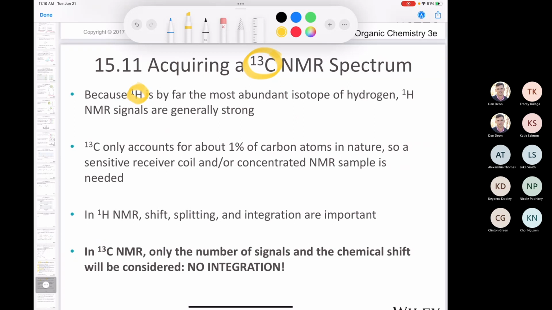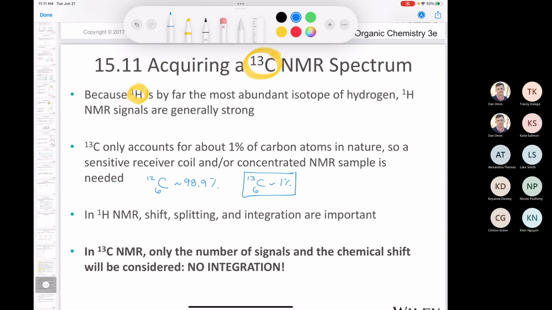But we know that the most abundant isotope of carbon is not carbon-13. It is in fact carbon-12. Carbon-12 makes up about 98.9% of all carbons, and carbon-13 only makes up about 1%. So if you run a carbon-13 spectrum on a molecule, there's only about a 1% chance that your carbon actually possesses nuclear spin. Therefore, you need to have a much more concentrated sample, or a much more sensitive receiver coil, in order to get a good carbon-13 NMR spectrum.